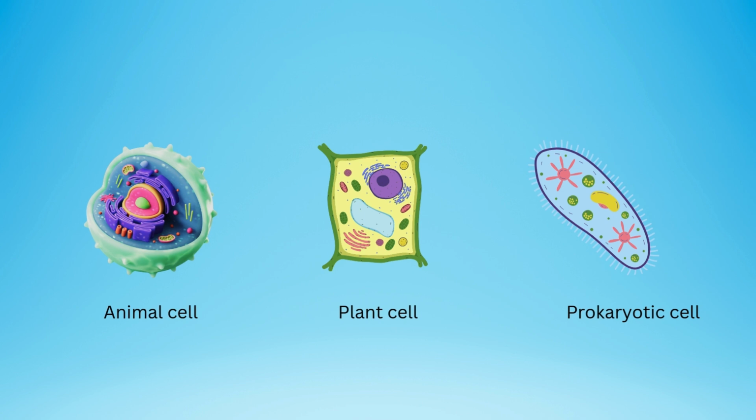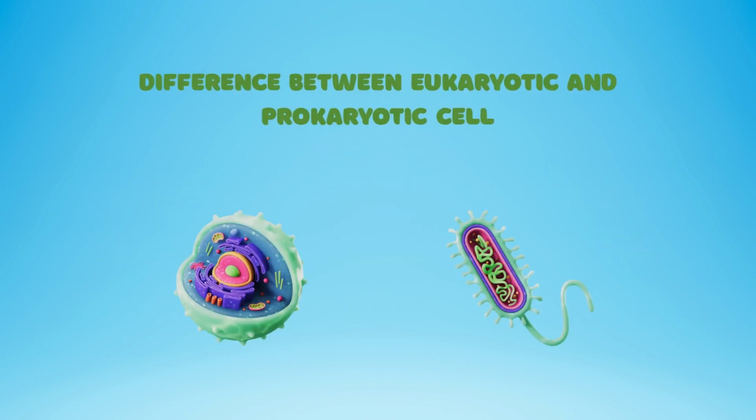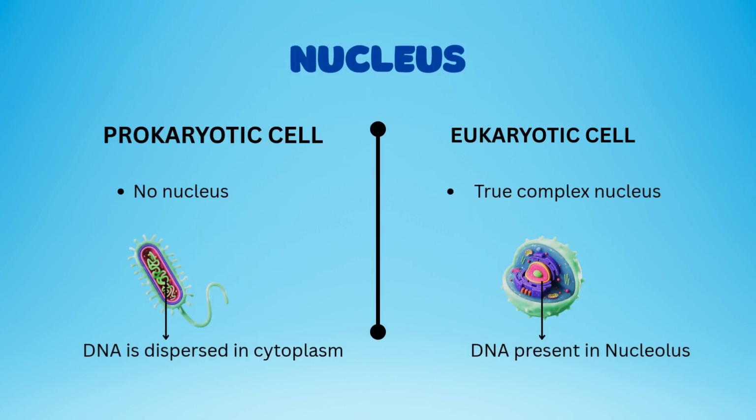Did you know that some of the tiniest cells in the world can function without even having a real nucleus? Or that some cells have complex factories inside them, while others manage with almost nothing? In today's video, we'll explore the key differences between prokaryotic and eukaryotic cells, and by the end, you'll never confuse the two again. Let's begin with the most important difference, the nucleus.